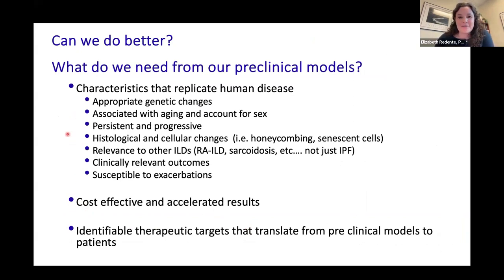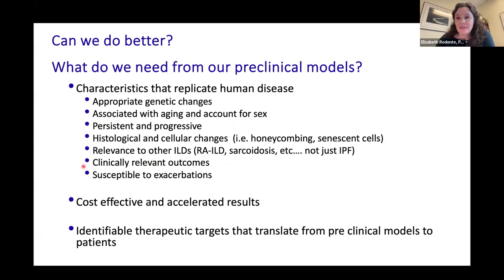We really want characteristics that replicate human disease. So those that maybe have appropriate genetic changes, association with an aging component, or accounting for sex differences, models that are persistent and progressive. It would be fantastic to have models that have histological and cellular changes that are replicated in patient tissue, for example, honeycombing, the presence of fibroblastic foci or senescent cells, relevance to other ILDs. It's not just IPF that's out there, but looking at rheumatoid arthritis associated ILD, sarcoidosis, et cetera.